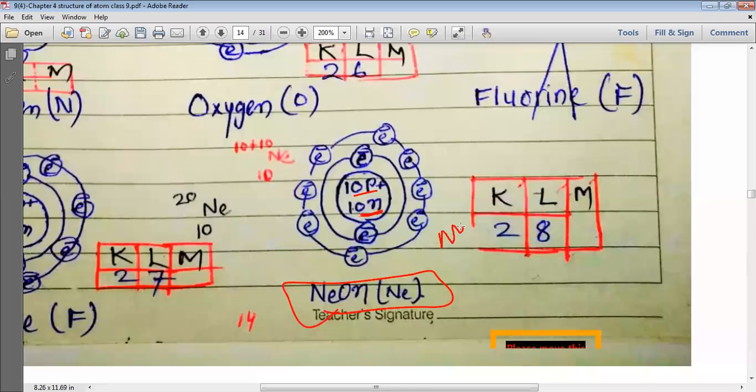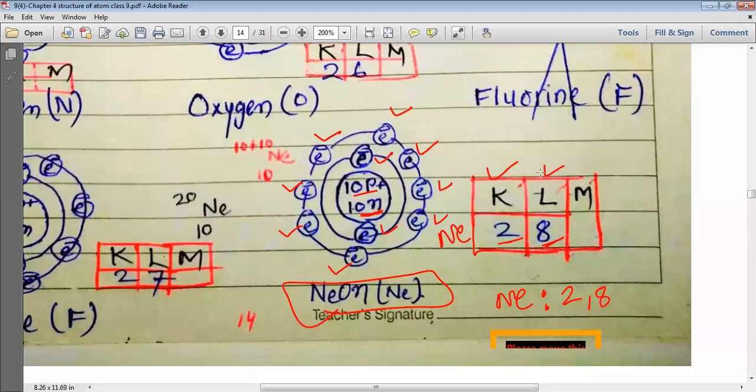In the case of neon, if we look into the electronic configuration or the electron distribution, you can see that in the K shell we have 2 electrons, 1 and 2. But in the L shell we have 8 electrons: 1, 2, 3, 4, 5, 6, 7 and 8 electrons are present in the L shell of neon. Thus we can write the electronic configuration of neon as 2 comma 8. What is the meaning of 2 comma 8? That in the K shell of neon we have 2 electrons, and in the L shell of neon we have 8 electrons.